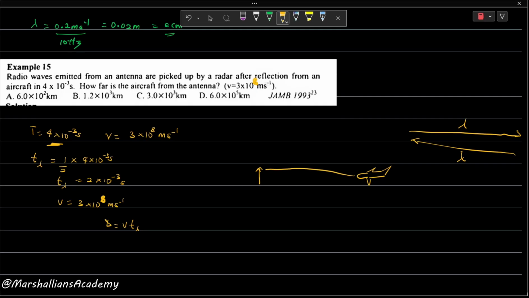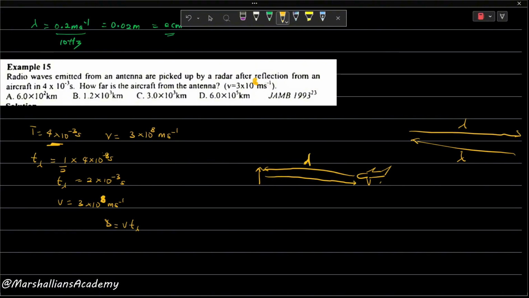Are we together? It did 1 wavelength in half of this second. Therefore, I could say the time for 1 wavelength is going to be equal to 1 over 2 times 4 times 10 raised to the power negative 3 seconds, which is going to be 2 times 10 raised to the power negative 3 seconds. Now I have my time to complete 1 wavelength to know the distance. How far is the aircraft from the antenna? So my time is 2 times 10 raised to the power minus 3 seconds, and my velocity is 3 times 10 raised to the power 3 meters per second. What am I going to do now? I'm just going to do velocity times time.